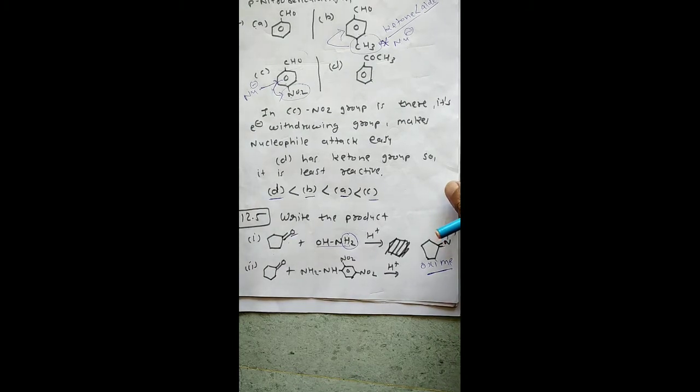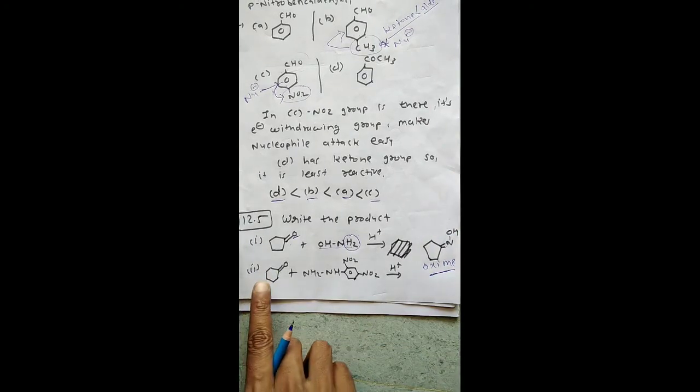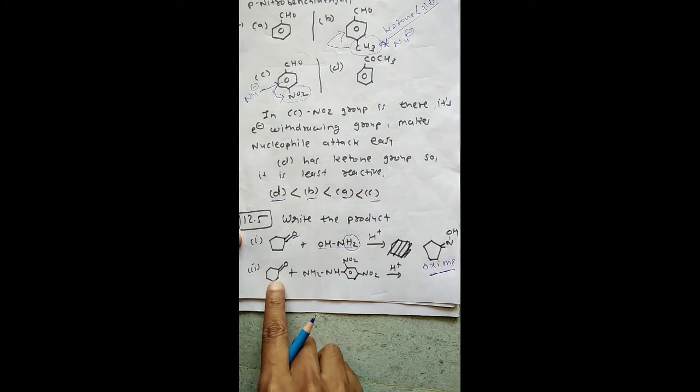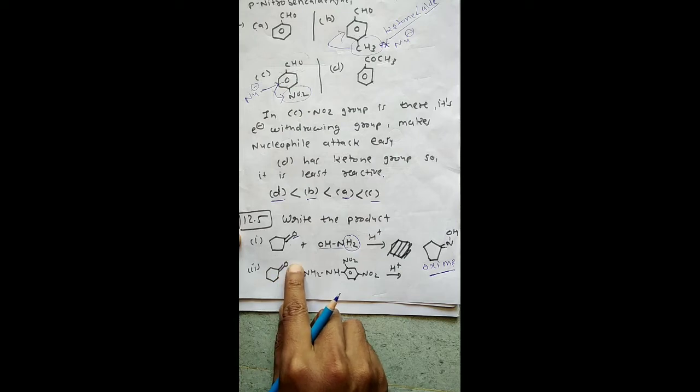It is given in your book in the table form. In the previous lecture I told you to write down the reactions. There is a table in your book on page number 368. You can refer to that table. Look at the second question. It is cyclohexanone. You can see a 6-member cyclic ring is there, and on that a ketone group is there.